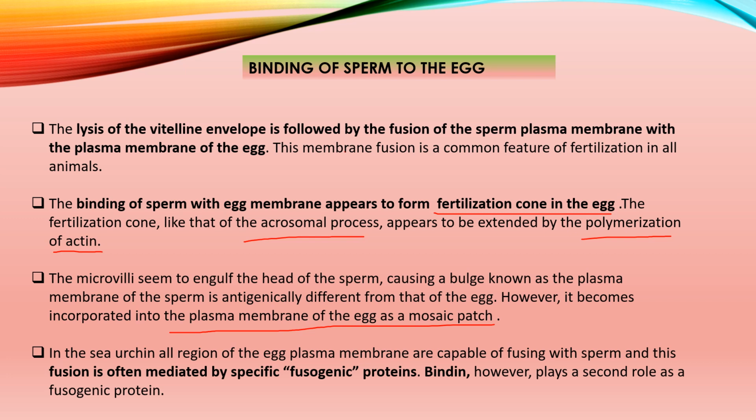Then the next question is how the sperm plasma membrane gets fused with the egg plasma membrane. That is mediated by a specific protein called the fusogenic protein. The function of the fusogenic protein is to fuse the plasma membranes of two cells; here it helps in the fusion of the sperm plasma membrane with the egg plasma membrane. One of the fusogenic proteins is bindin, and it is present in the acrosomal process of the sperm.